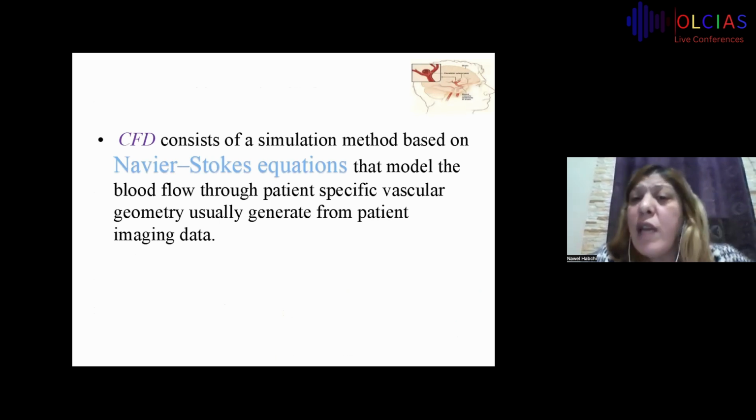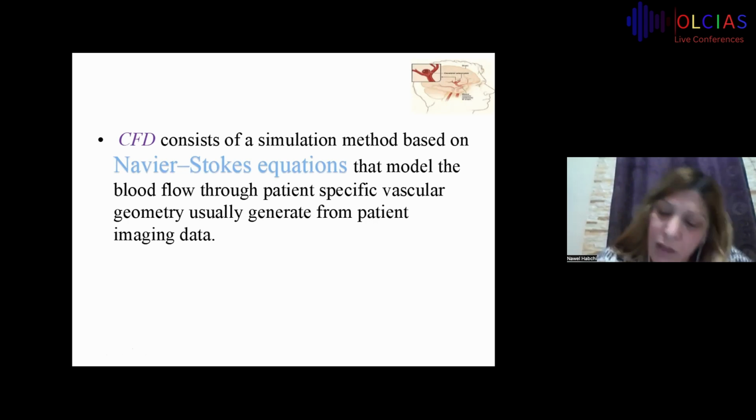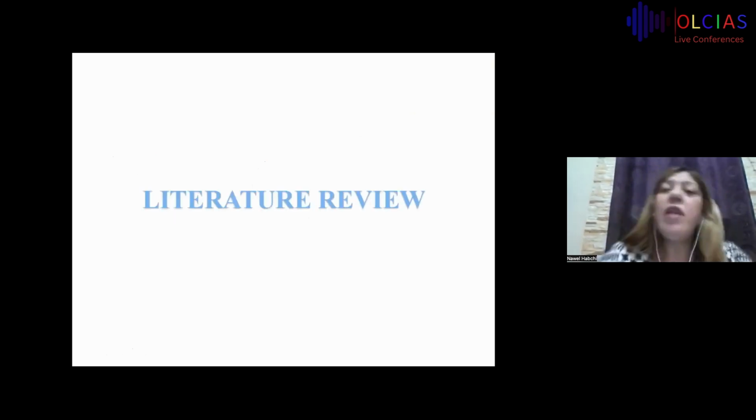CFD consists of a simulation method which is based on some equations. These equations are named Navier-Stokes equations. These equations model the blood flow through a patient-specific vascular geometry, usually generated from patient imaging data. So, in the second part of our conference, my colleague will present to you the composition of these equations and their role in dealing with the aneurysm. Now we pass to the literature review.